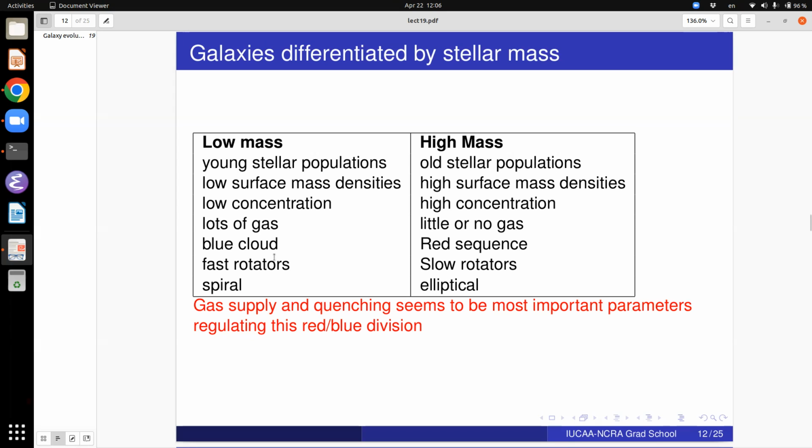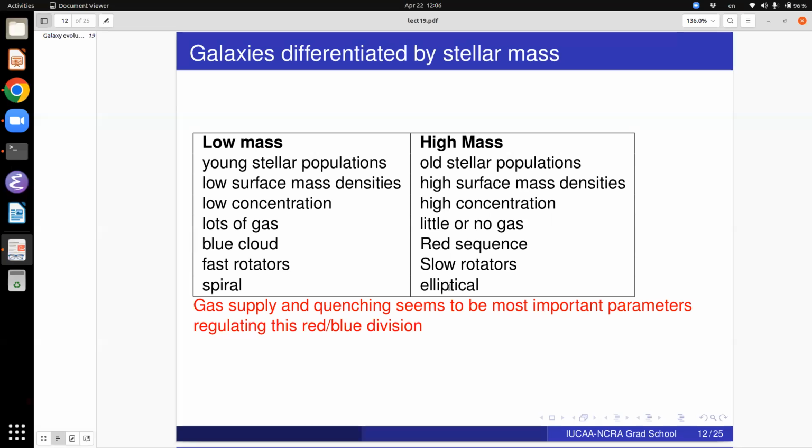So naturally, these will have a low concentration index. These will have a high concentration index. These will typically have lots of gas. These will have little or no gas. These are what we call the blue cloud. This is what we call the red sequence. These are generally fast rotators. These are generally slow rotators. This we will typically find morphologically, visually, to be a spiral. This is an elliptical.